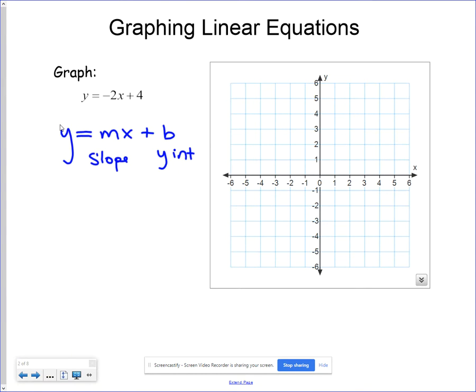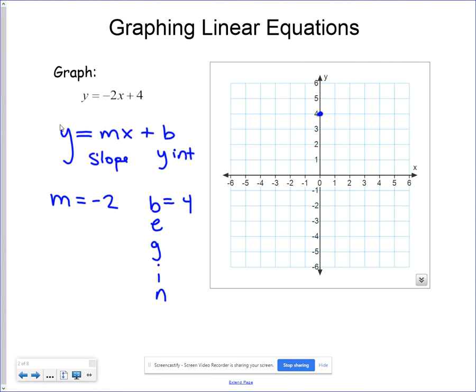So if we look at this equation, we can easily identify the slope. The slope of this line is negative 2. The y-intercept is 4. How I think about graphing is I think about B stands for where you begin. I'm going to begin at positive 4 on the y-axis. I'm going to point at positive 4. The y-intercept is 4. That's where it crosses the y-axis.